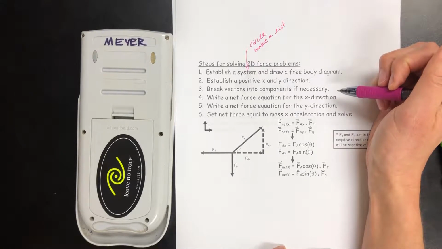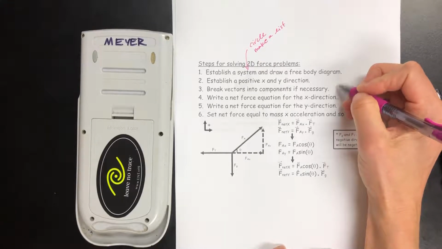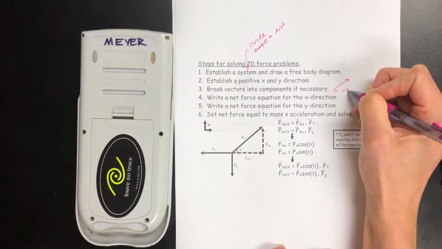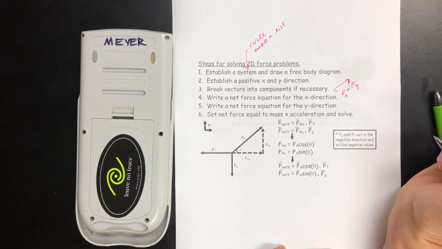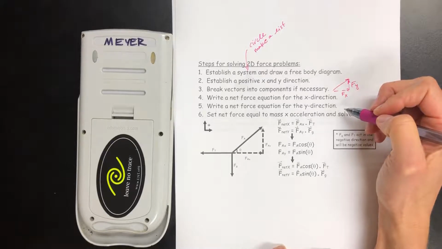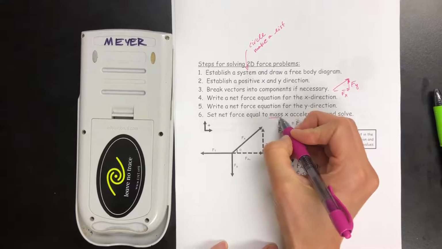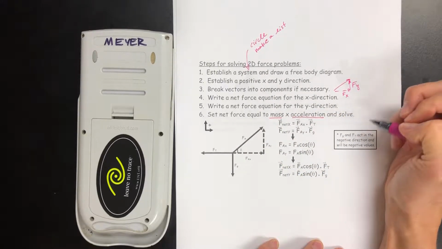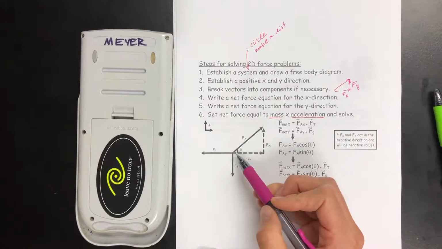Then you need to break the vectors into components if necessary. So if those forces are not directly up, down, left, or right, then you'll need to break them into components. So for example, that one you would break into Fy and Fx. Then you write a net force equation for the x direction and a net force equation for the y direction. Then you set that net force equal to mass times acceleration, which is Newton's second law, and you solve for any unknowns.